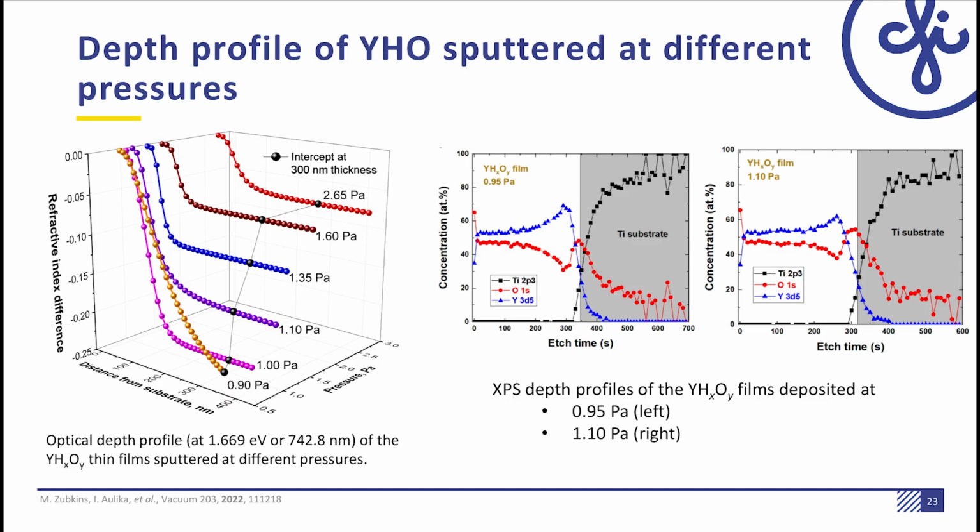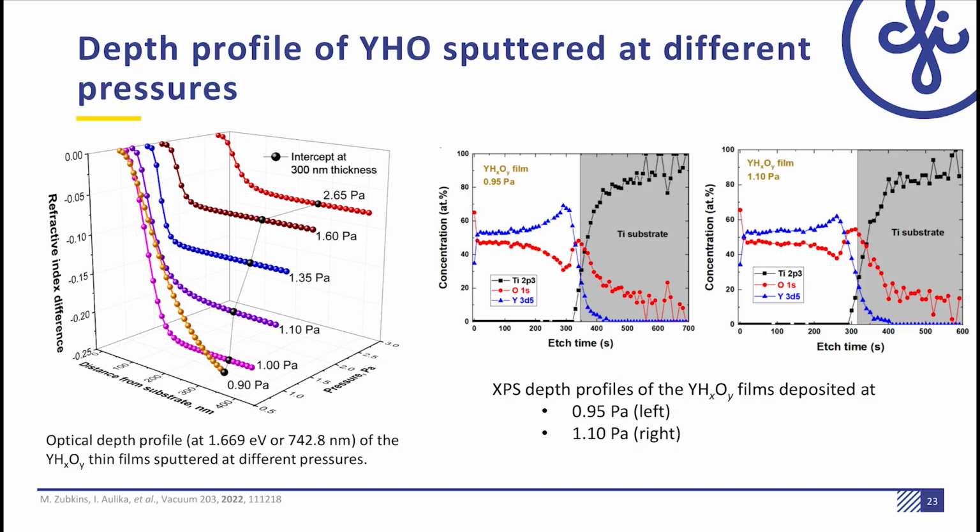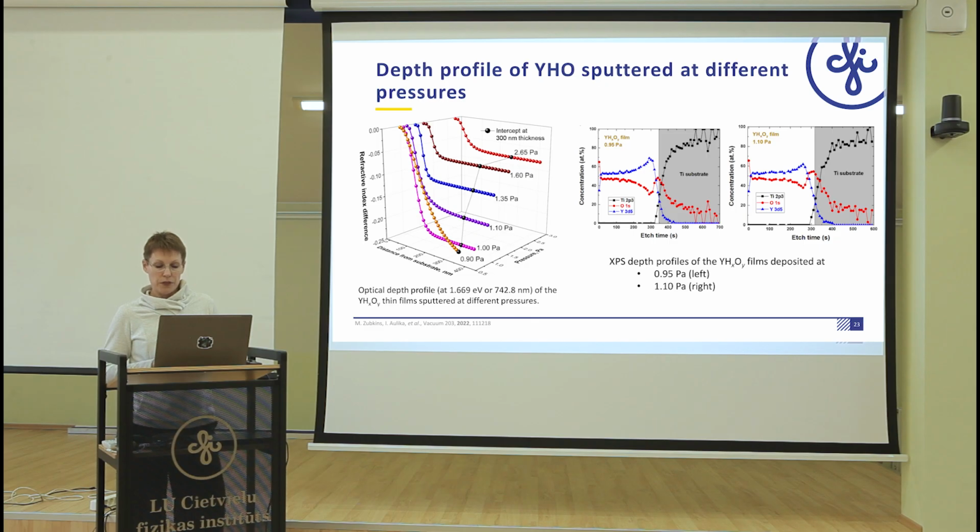The XPS depth profile at lower pressures like 0.95 Pascal in this graph over here, or 1.1 Pascal, confirms the results of ellipsometry, showing strong compositional variations through the film thickness. At higher pressure, such as 2.65 Pascal, the gradient appears to be more related with the porosity. So films starting the growth have some porosity, which is disappearing with increase of the film thickness. So this is not anymore related with the changes in composition.